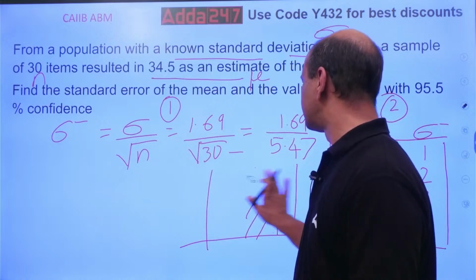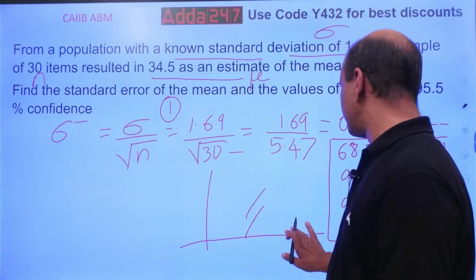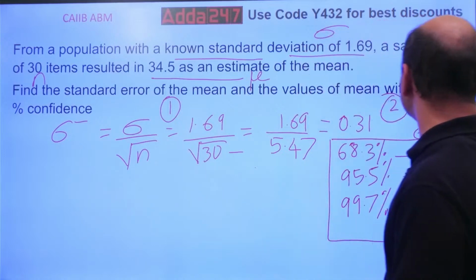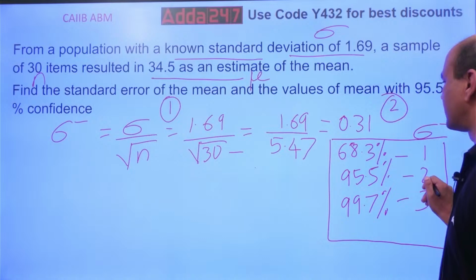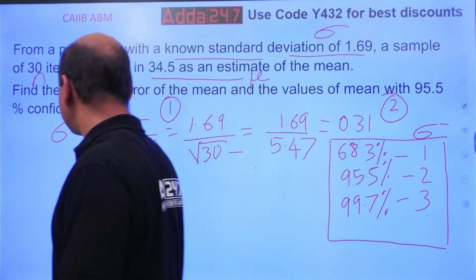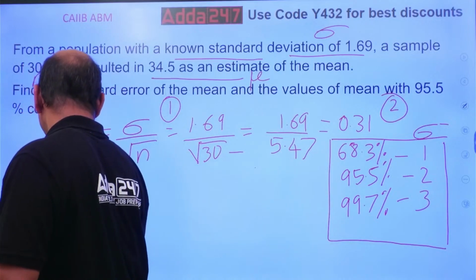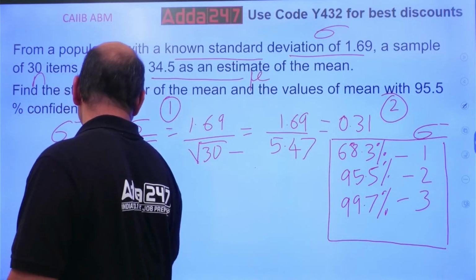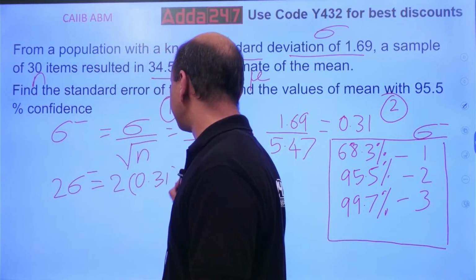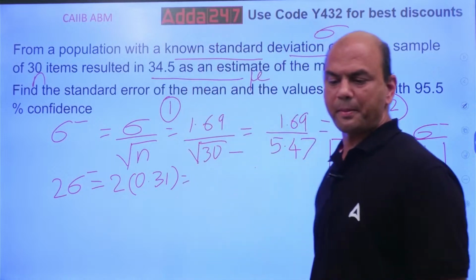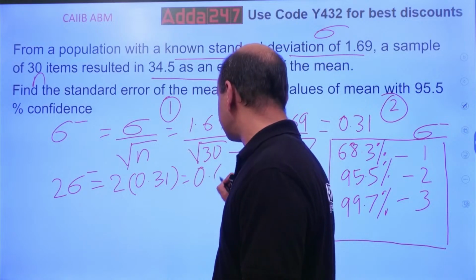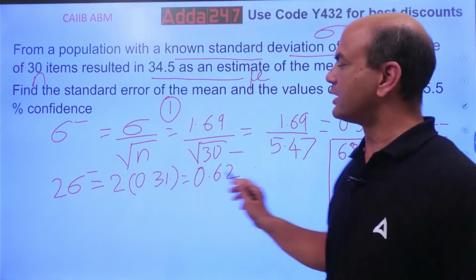So now, let's remove this. What is useful to you is only this table. So now you want 95.5% confidence. It means you want two standard error. So multiply this by 2. So 2 into psi dash. What is 2 into psi dash? 2 into 0.31, that is 0.62. So this is two standard error.